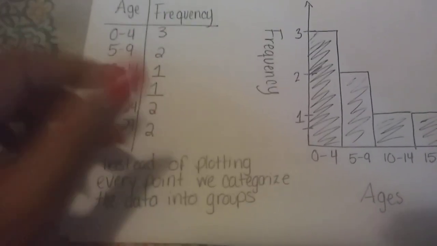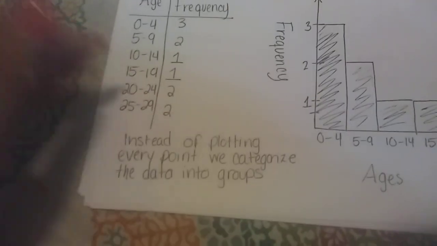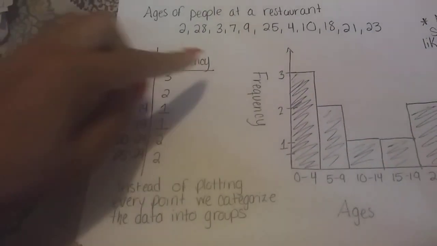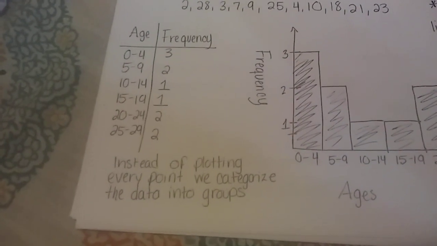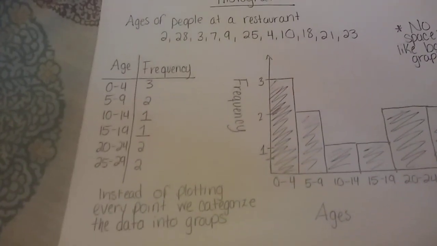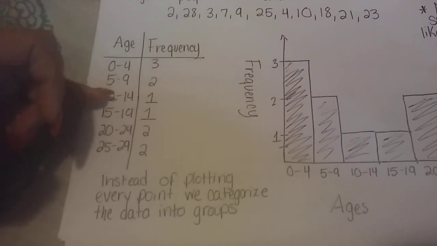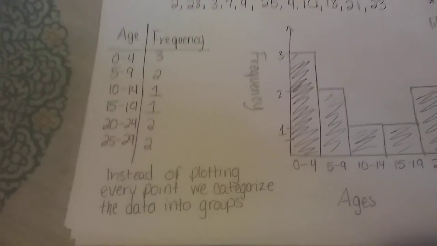10 to 14: 10, 11, 12, 13, 14, 5 numbers. We ended off on 14, so we're going to go to 15. And you're going to do that all the way down until you get to a number that is greater than your largest number that you identified, which is 28. Okay, so we now have our categories. We put them in groups from 0 to 4, 5 to 9, 10 to 14, 15 to 19, 20 to 24, and 25 to 29.